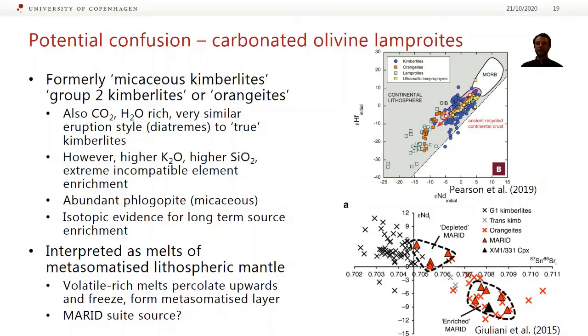It's recently been suggested that they might have a source in the MARID suite. This is mainly based on the fact that you get an overlap between the enriched MARID compositions and these olivine lamproites, or in this diagram they're also listed as orangeites. And it's also supported by little carbonate inclusions in some of these MARID suite xenoliths.